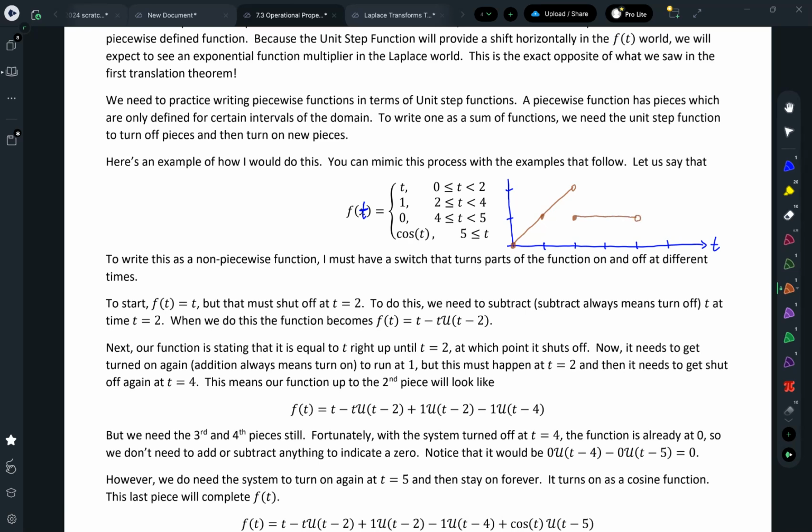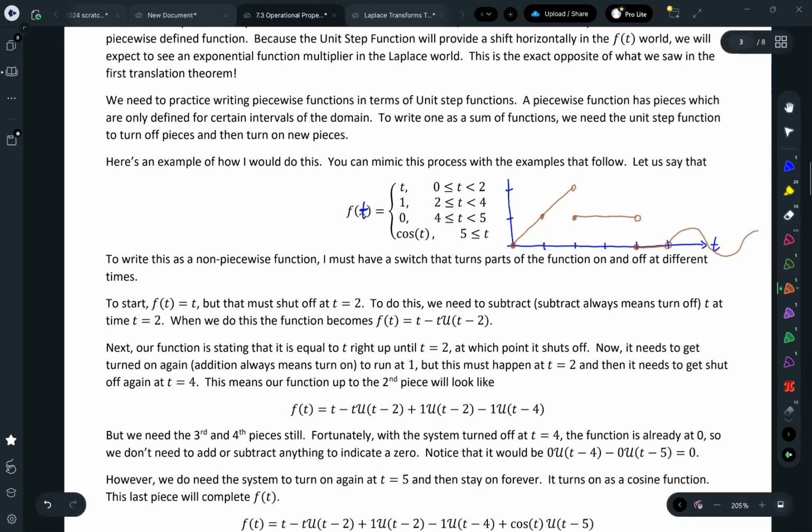Then at 4, the function is equal to 0. So we just have a horizontal line along the t-axis. But then at t equals 5, the function picks up again, and it acts like a cosine function. This will not be totally accurate because I'm just going to draw a cosine wave on there, but this is the idea of what's going on. So for different points in time, this function has a different shape to it. And I want to be able to write that picture that I just drew as one function.